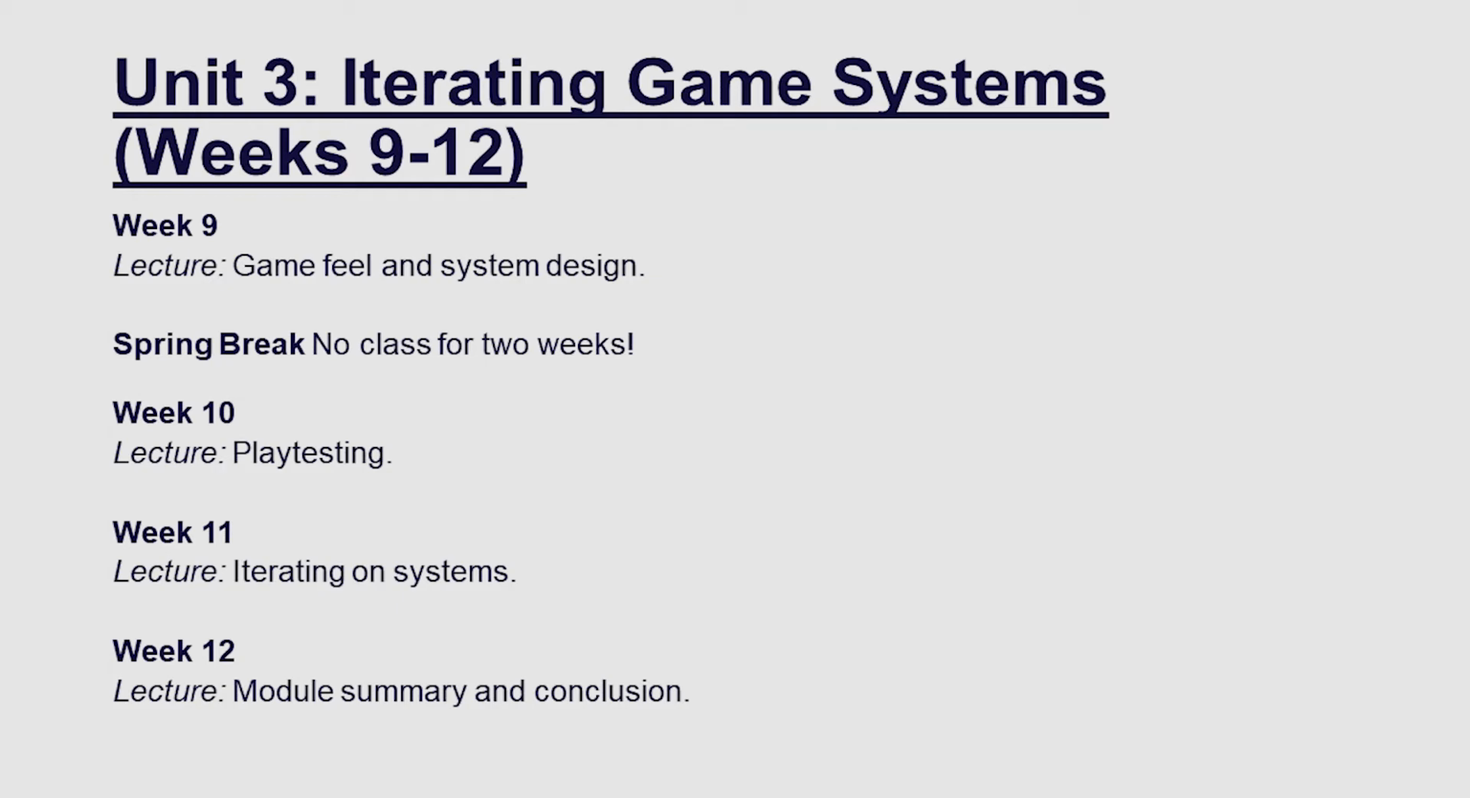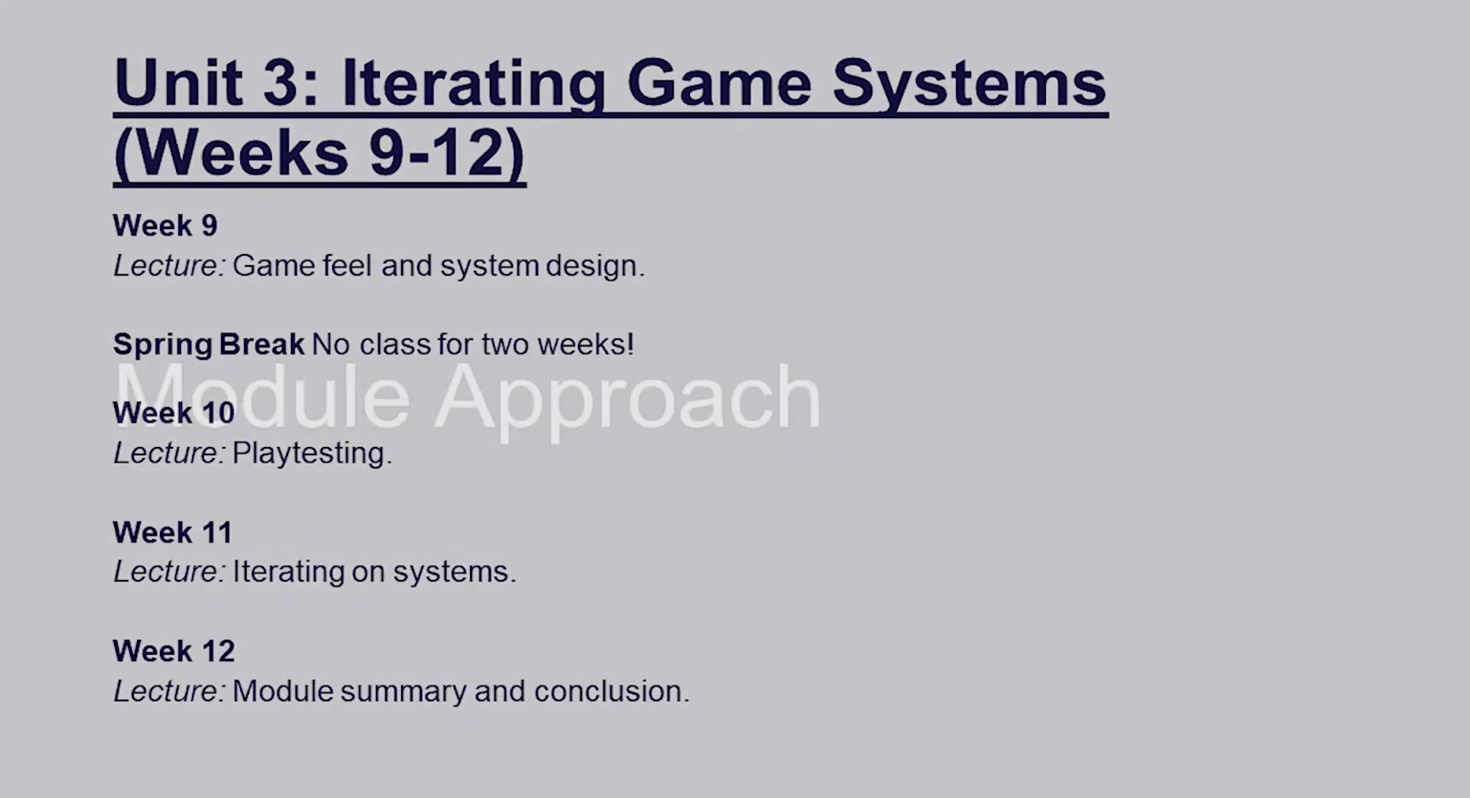Week 11, we focus on iterating on systems. So how we tweak systems, how we change them, how the feedback we get from playtesting and other sources feeds into iterating on systems, and how we gather data on those systems to help us improve them going forward so that we end up in an iterative cycle. And then week 12, we're going to summarize the module and have the conclusion. And then you're going to have another week or 2 basically to submit after that.